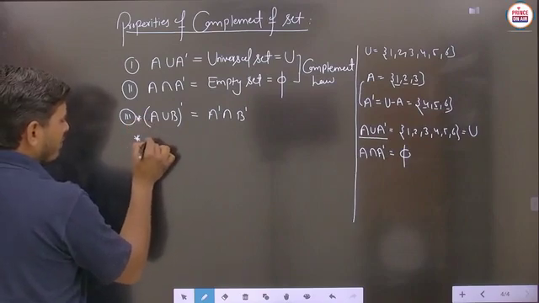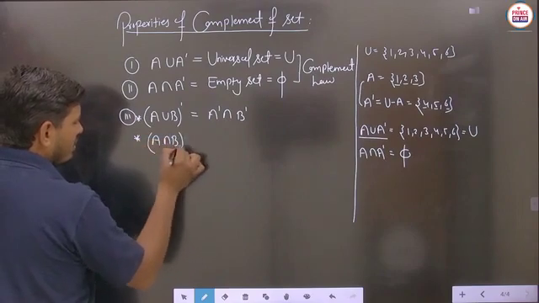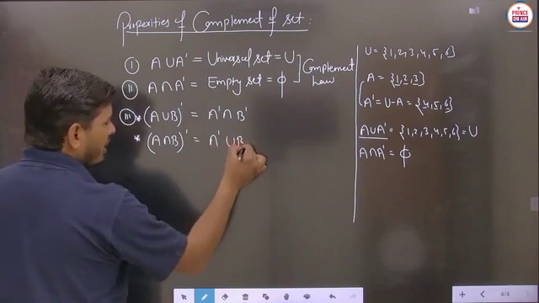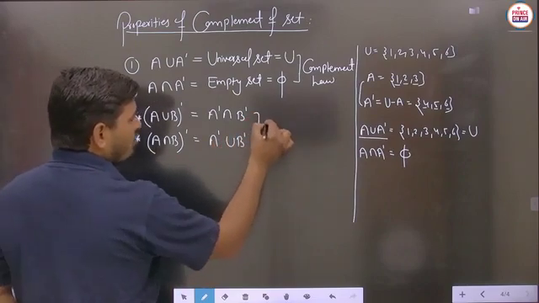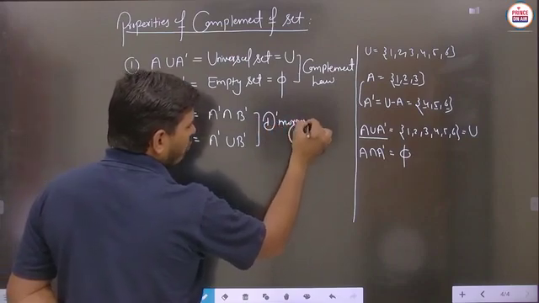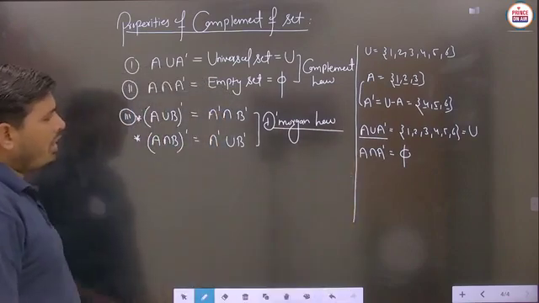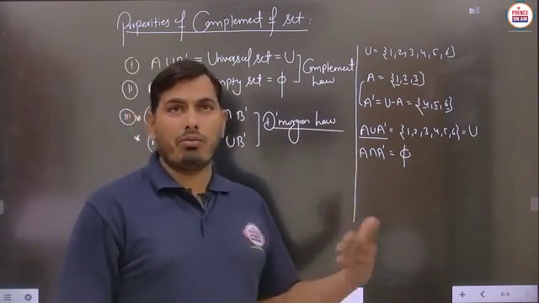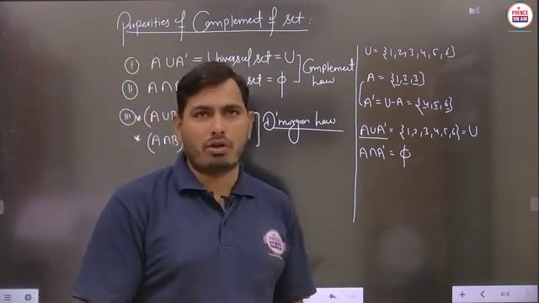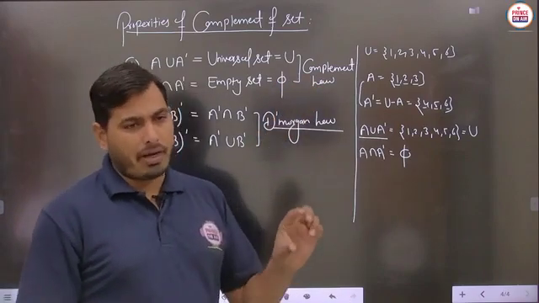The second property says that (A intersection B) dash should be written as A dash union B dash. Both of these laws are called De Morgan's law. Is it clear? Students, sometimes someone may ask about De Morgan's law, and sometimes about the complement law, so we have to keep the names in mind also.